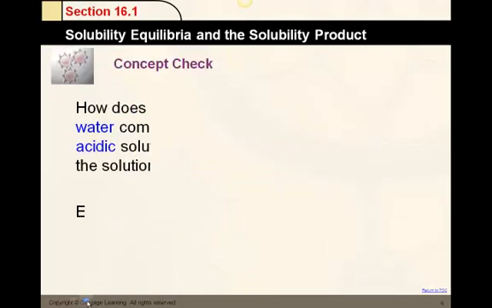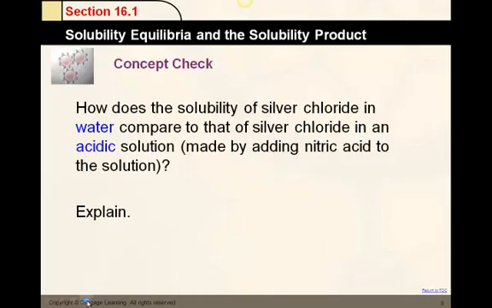All right. How does the solubility of silver chloride in water compare to that of silver chloride in an acidic solution? In other words, we make it by adding nitric acid to the solution. And you're going to see that the solubilities are the same. But sometimes that's not the case.